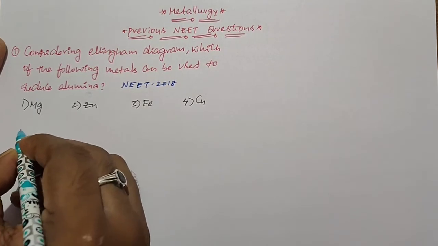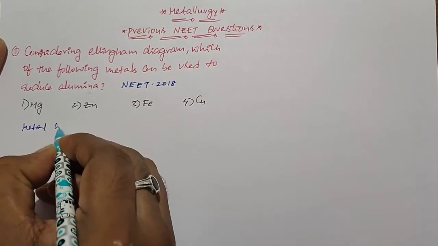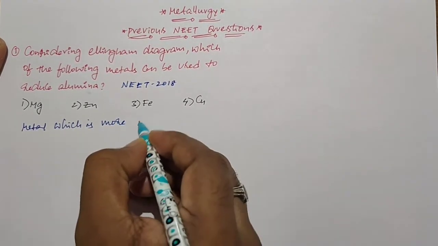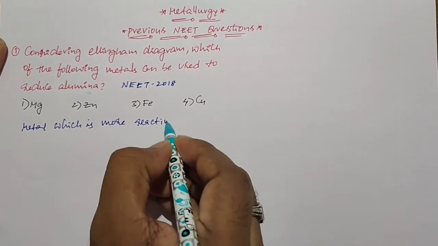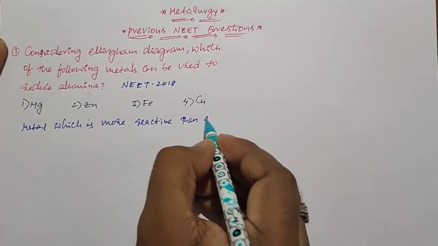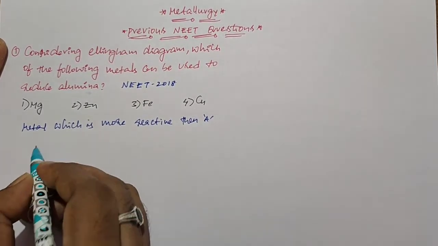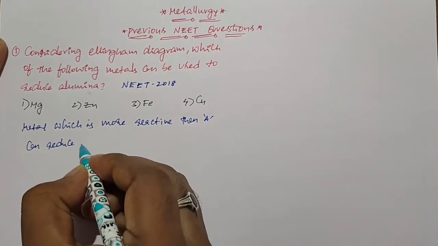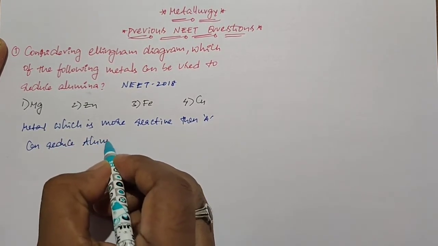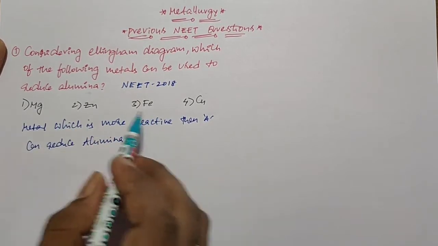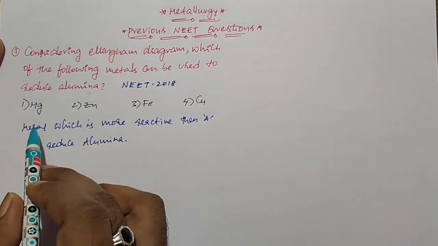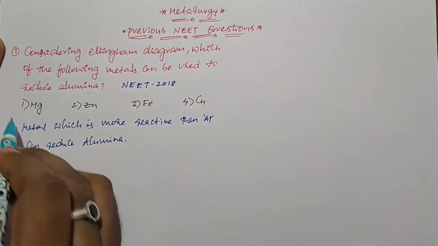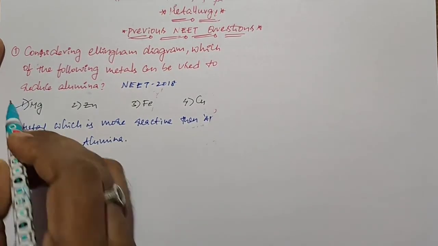The metal which is more reactive than aluminium can reduce alumina. In the four options, magnesium is a more reactive metal than aluminium. So magnesium can reduce the alumina. So the first option is the right option. That's all, friends. Next question.